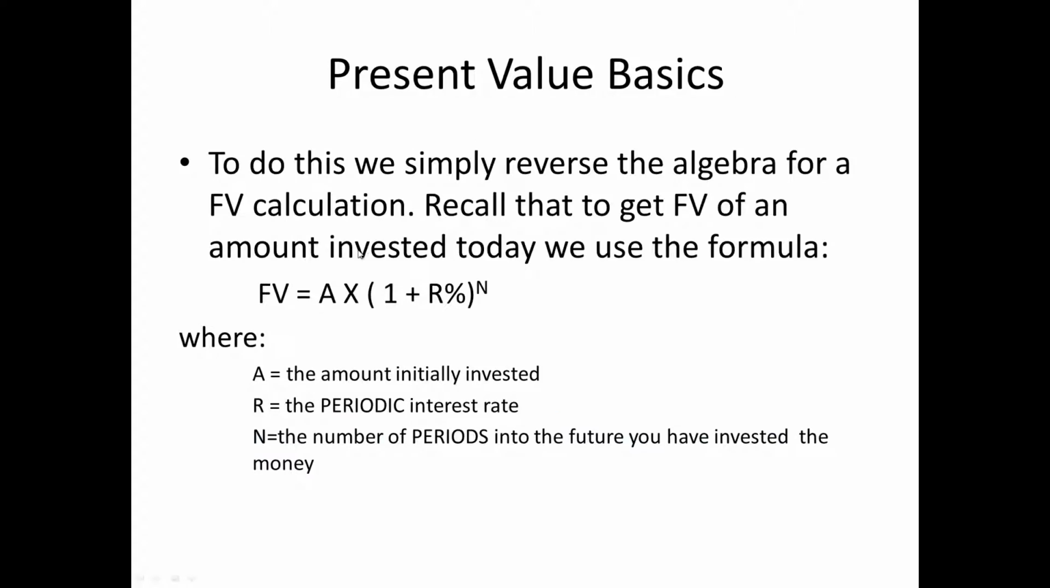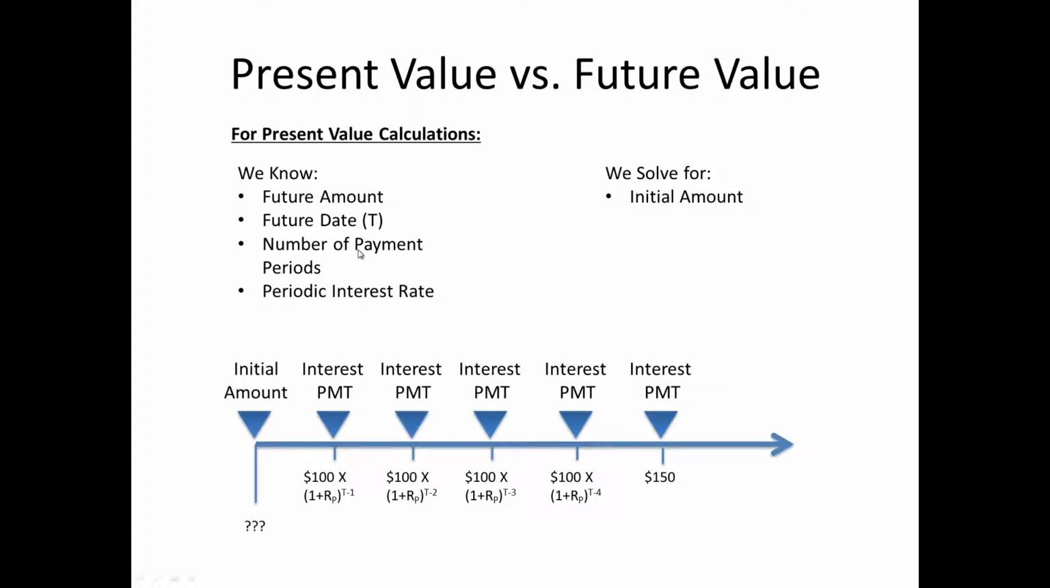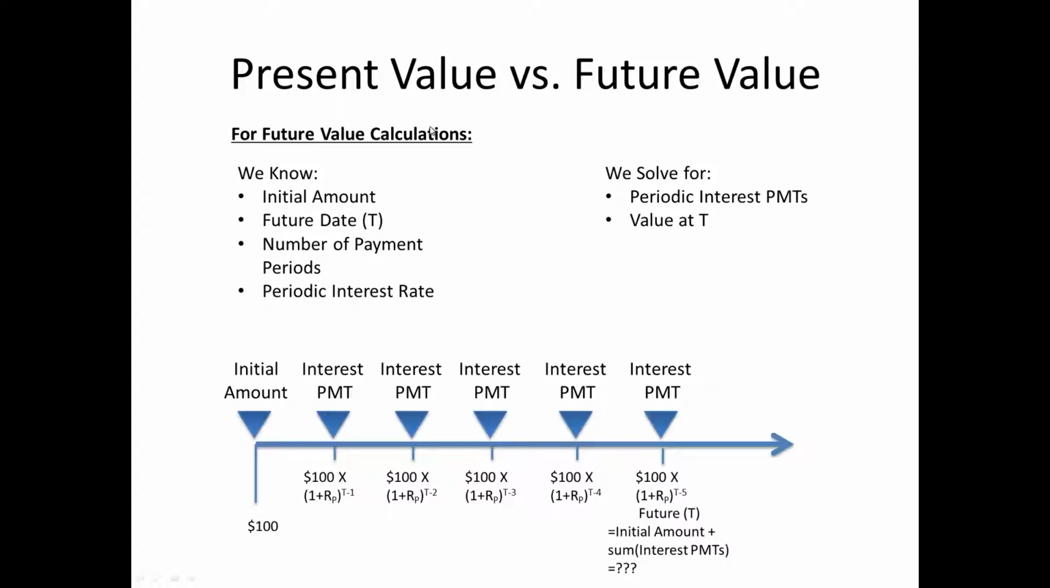So kind of graphically, if you thought about it, for future value, we start out basically saying, I know my initial amount. I know the date in the future usually that I want this to happen. So year 1, 2, 3, 4, 5, or period, we should say, 5 in this example. So we know the number of periods, 5 periods. We know the periodic interest rate, whatever that is.